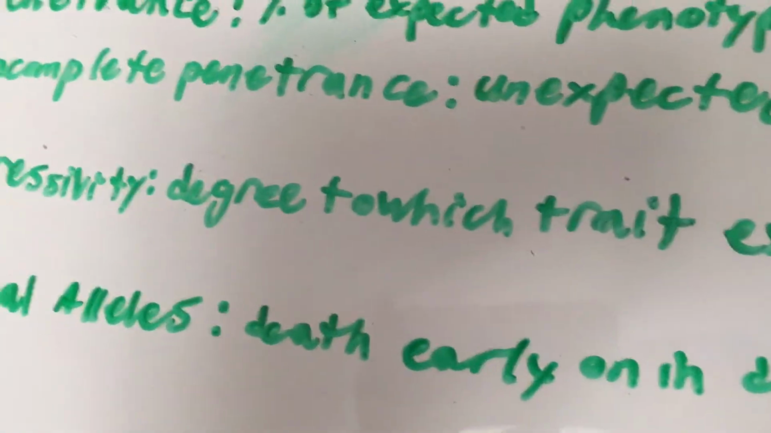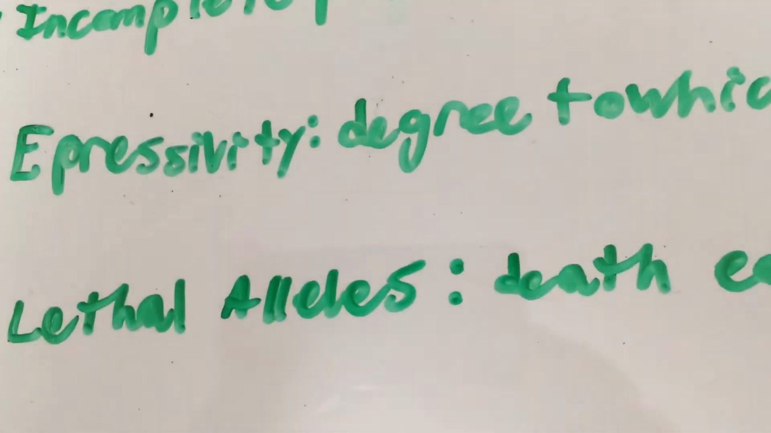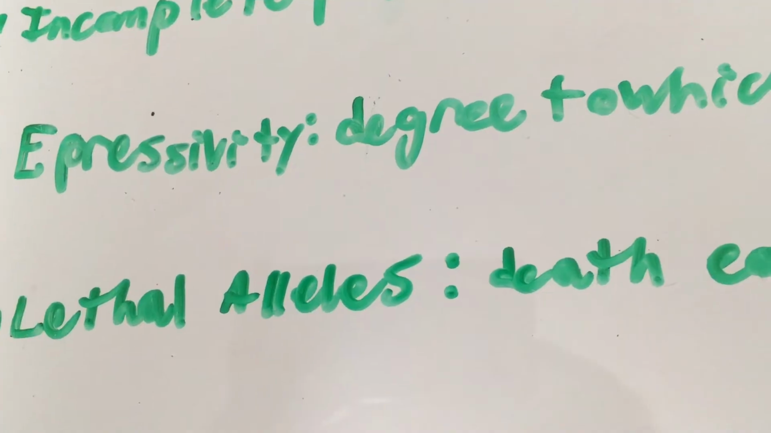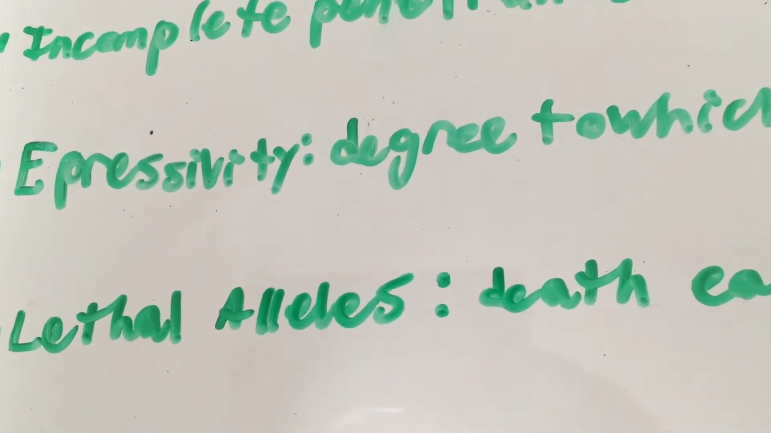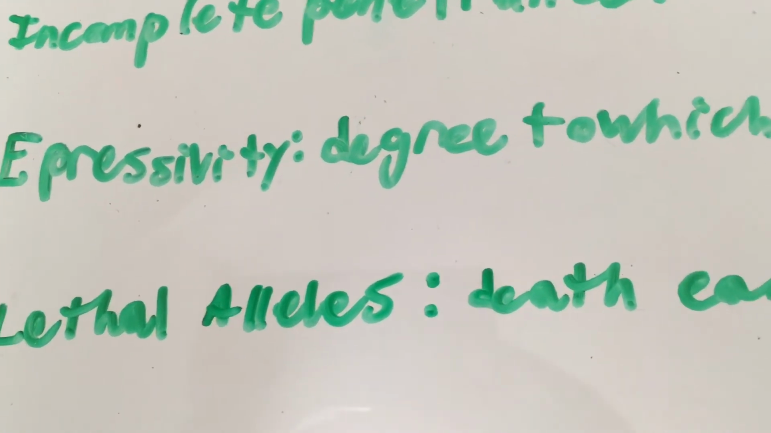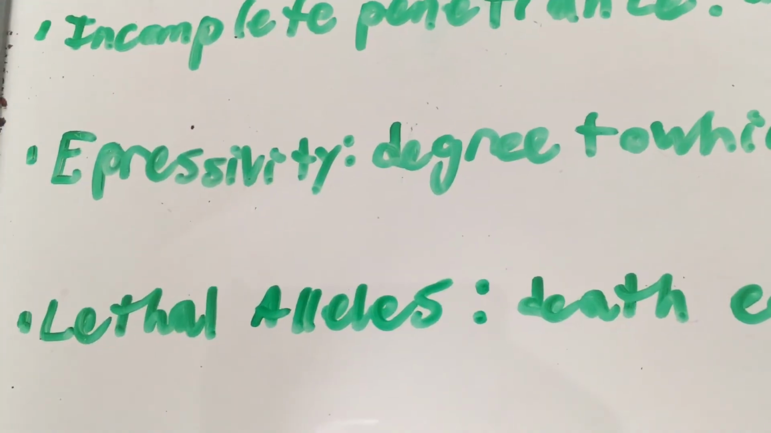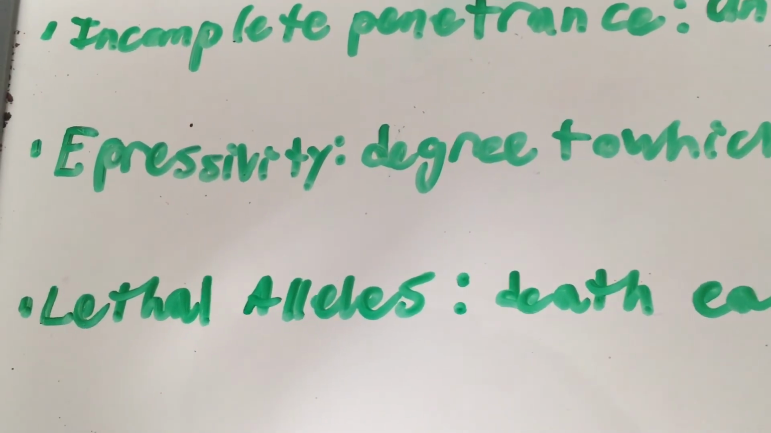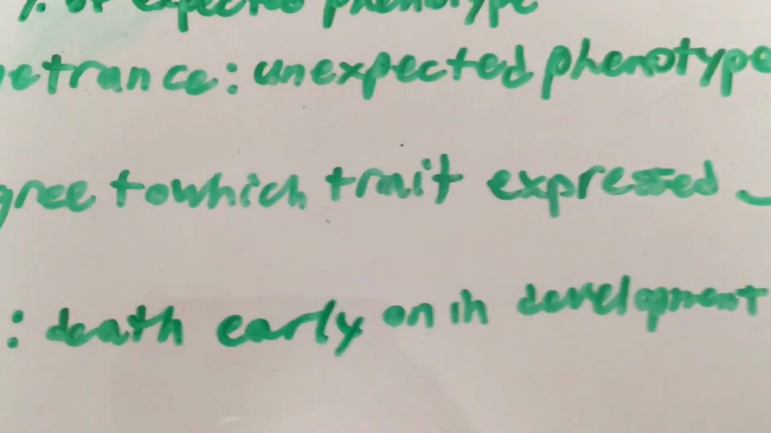Another term is lethal alleles. This concept is like, let's say two recessive alleles come together and it results in death, or maybe it's two dominant alleles, or maybe it's the combination of the dominant and the recessive together that causes death. We don't know, but for certain genes, their expression results in death during development.